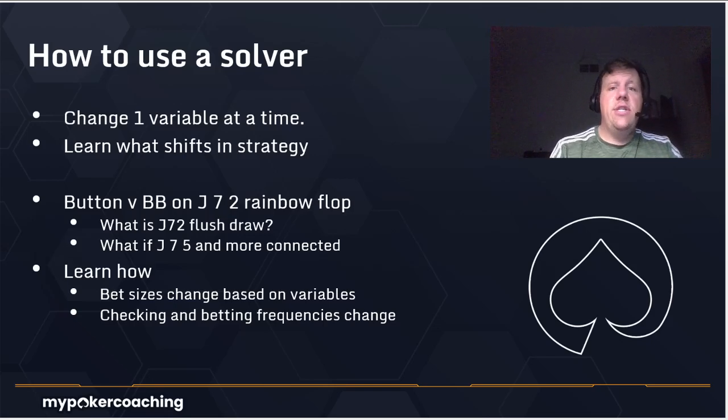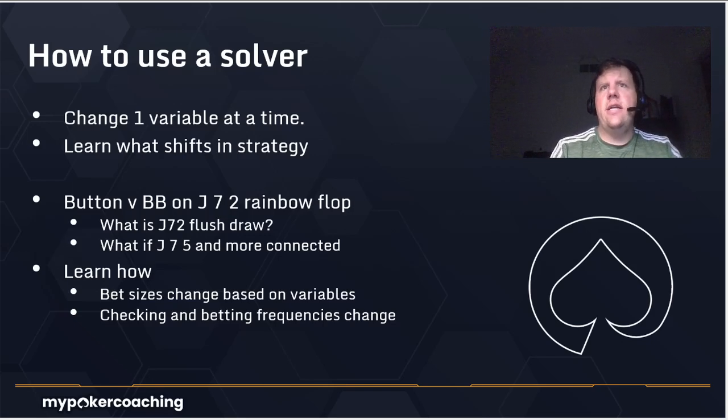Now you might want to change it to what if there's a flush draw on Jack 7 deuce? I'm guessing it is probably still going to range bet or very close to it, but in general, you're going to bet more often on rainbow flops than flush draw flops. And then the third one is actually what I think is going to create the most change. What if it is Jack 7 5 instead of Jack 7 deuce?